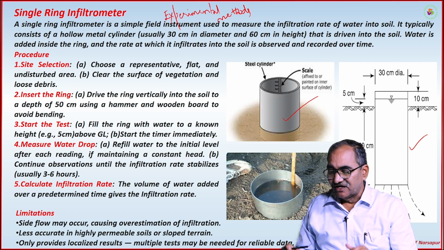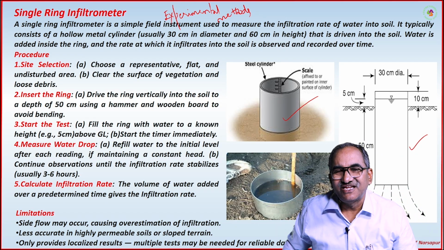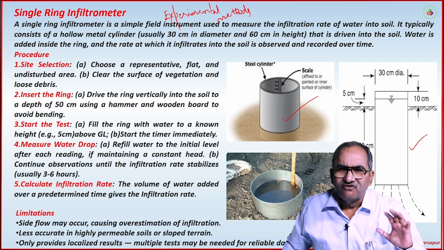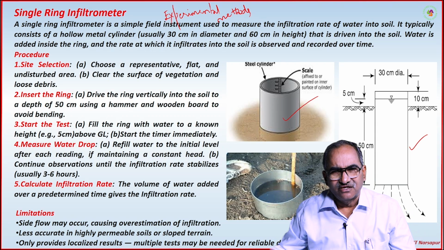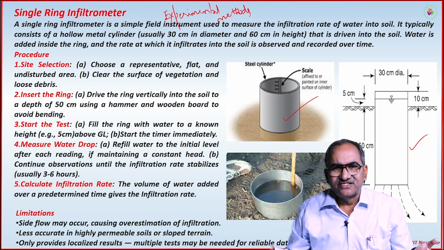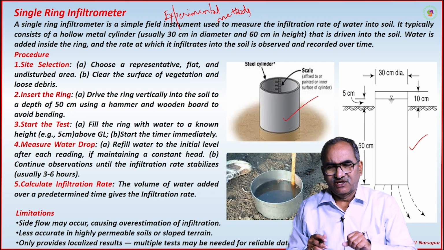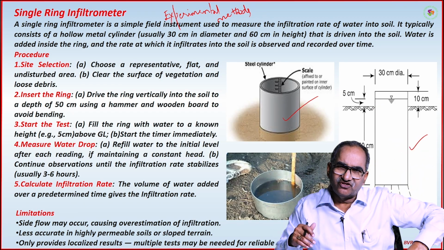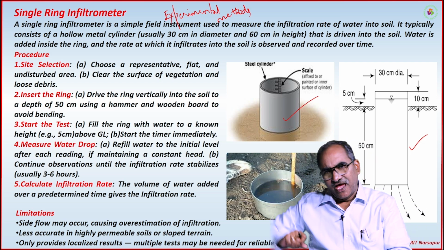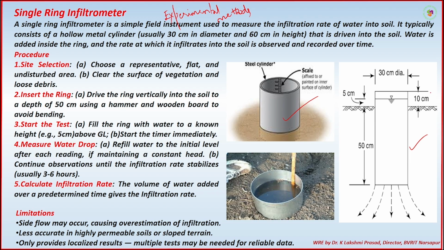How much will we put it? Almost 50 centimeters of it we make it into the ground. Suppose if it is a hard soil and you cannot do it, forget about it. You put 30 centimeters. That's why I am telling there are different standard sizes of infiltrometers. So this we have taken 60 centimeters. 50 centimeters we pushed into the ground by hammering at the top. Then 10 centimeters is there above the ground. That is the first point.